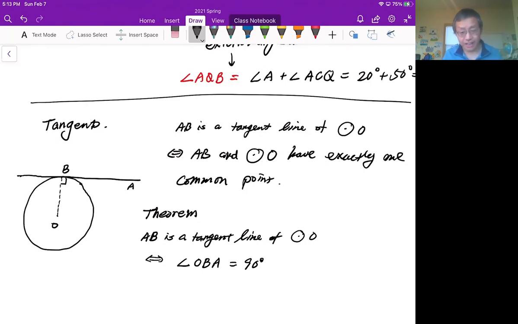The only thing you know is that the definition is a tangent line, right? If a line is a tangent line, it means that you have a unique intersection point. You don't have two, right? And if that's the case, then the angle OBA must be 90 degrees. Must be 90 degrees. Okay, so let's see how we can do this.